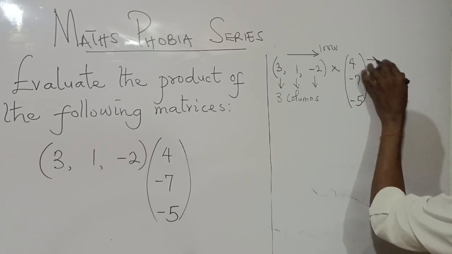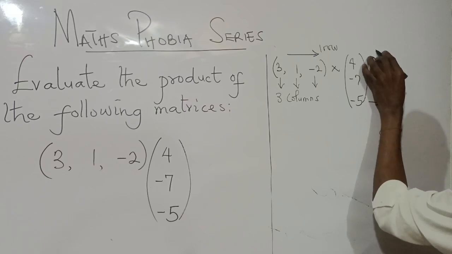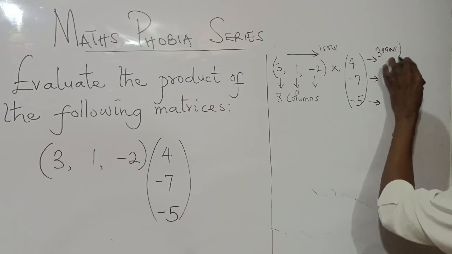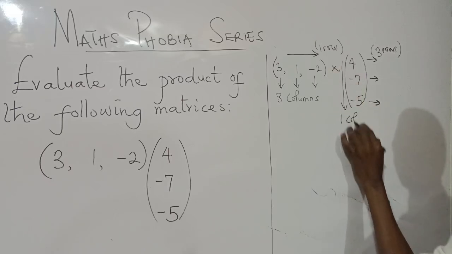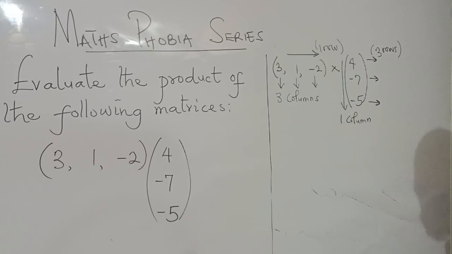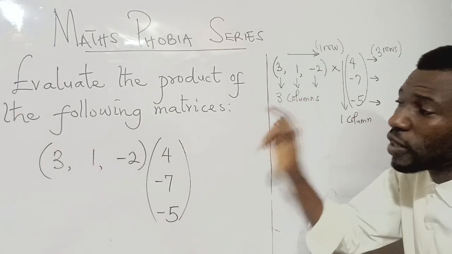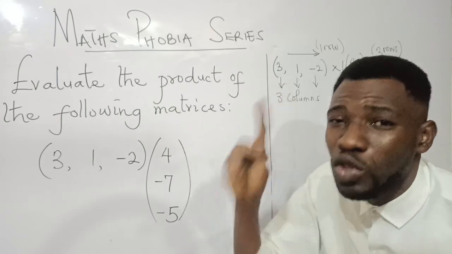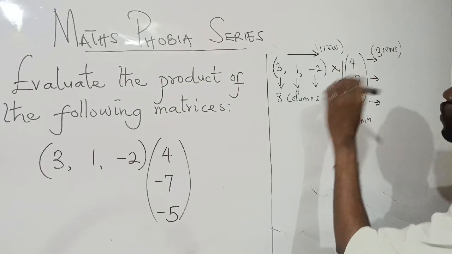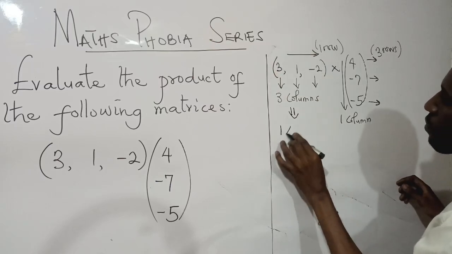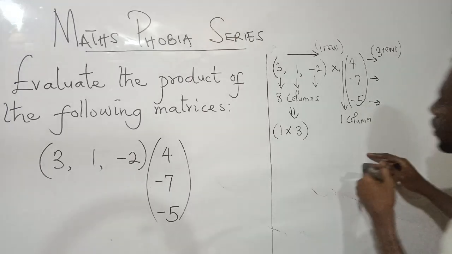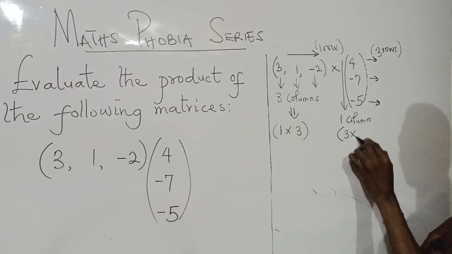How many rows? 1, 2, 3. 3 rows. And how many columns do we have? Just one. 1 column. What does this imply? Now, this implies that for us to be able to multiply two matrices, one condition that must hold is this. Let's write this. So this matrix is a 1 by 3 matrix, 1 row and 3 columns. And this one is a 3 by 1 matrix.